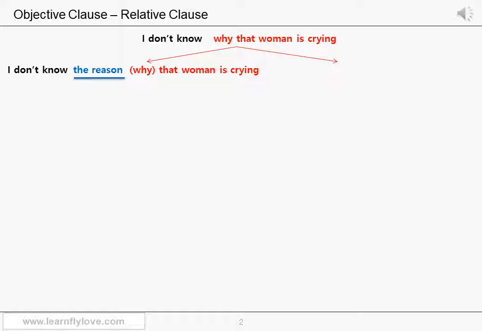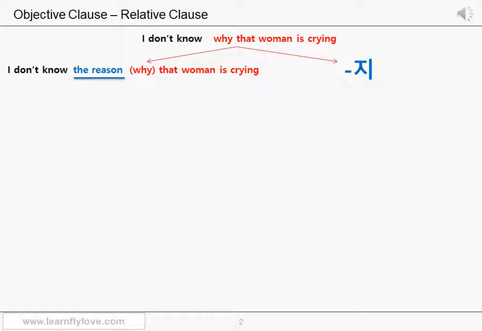I don't know the reason why that woman is crying. Now, "why that woman is crying" part modifies a noun, the reason. Then you can see how the sentence structure is going to be in Korean, right? The second way is to add a new ending, 지. Let's talk about it more specifically very shortly. Let's take a look at the way you've already known first.